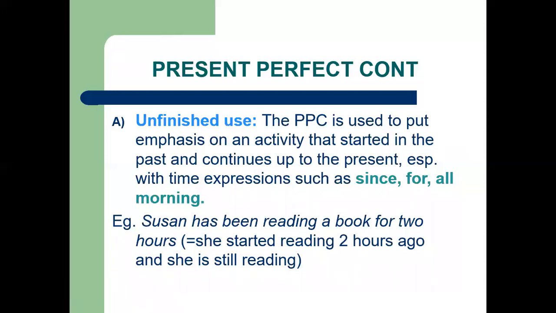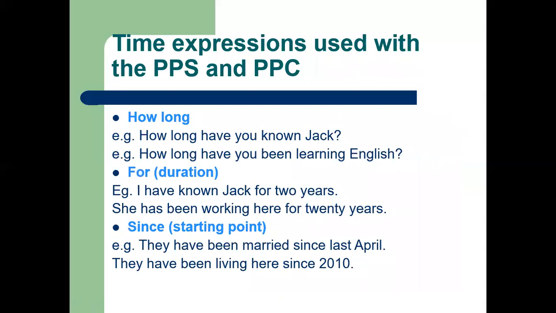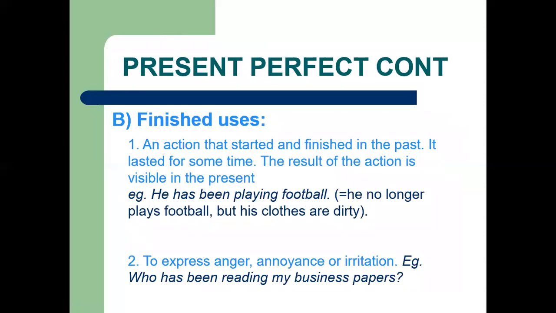Susan has been reading a book for 2 hours. You are being emphatic about the time she took to read. And of course, we have the finished usage: an action that started and finished in the past, lasted for some time, and remember that the result is evident. He has been playing football. Yes, you can see that he looks dirty, his clothes are dirty. So it's a past action with a visible result.